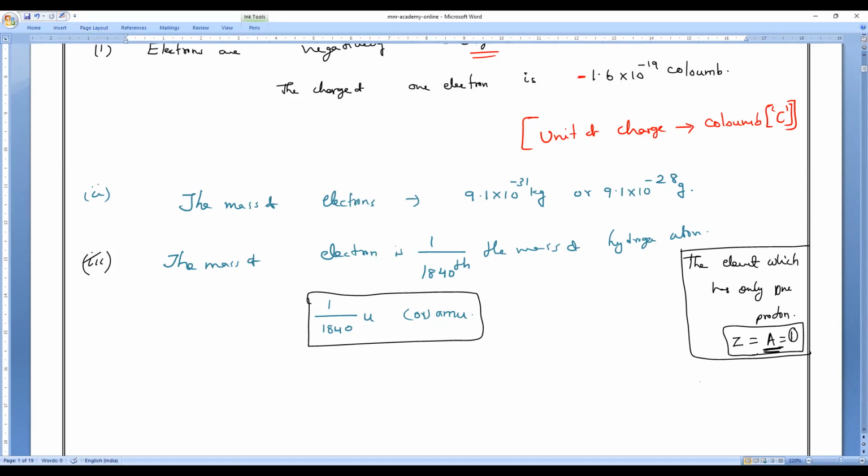Atomic number or atomic mass? Please respond. Learn now. Atomic number we are representing with a Z. Atomic mass we are representing with an A. Learn this chapter fully, we are going to learn that.